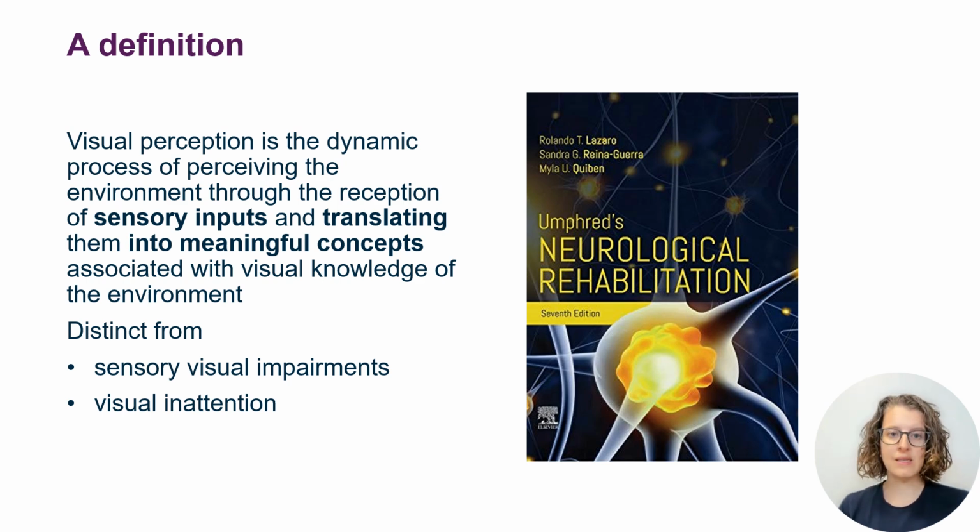So that means that visual perception is actually distinct from sensory visual impairments, things like visual acuity and visual field deficits. And it's also distinct from visual inattention or other visual cognitive processes like visual memory.